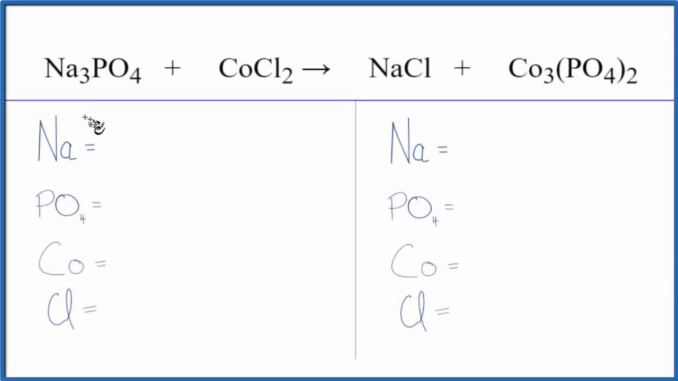In this video, we'll balance the equation Na3PO4 plus CoCl2. This is sodium phosphate plus cobalt(II) chloride. So we're going to use a little bit of a trick to make this easier. But let's count the atoms up on both sides.